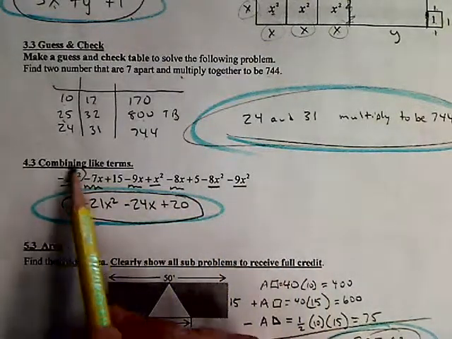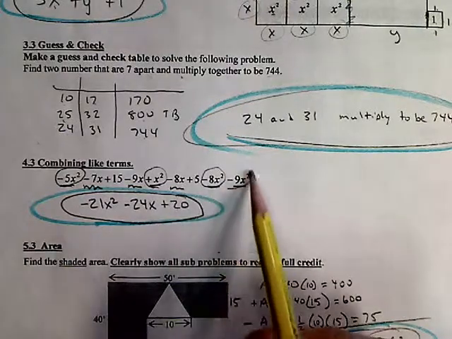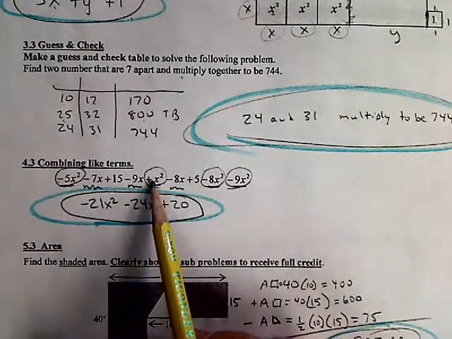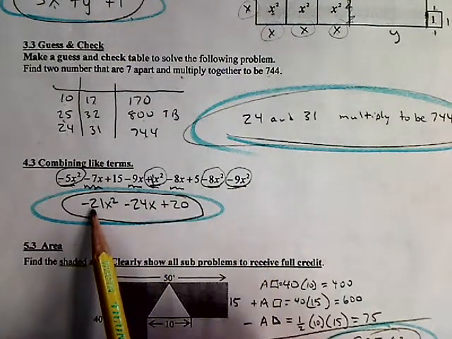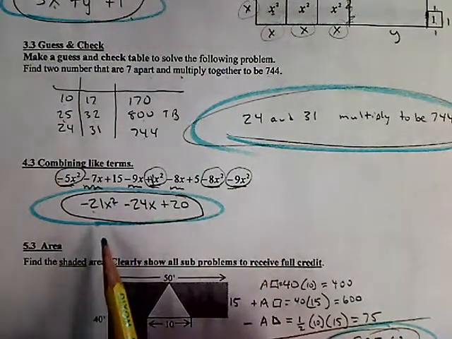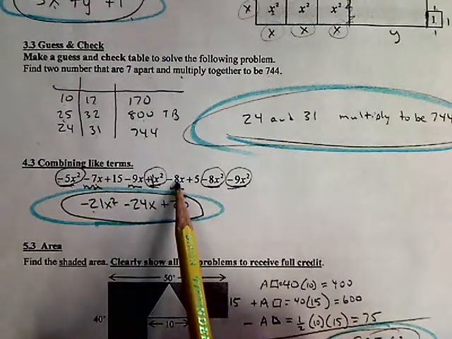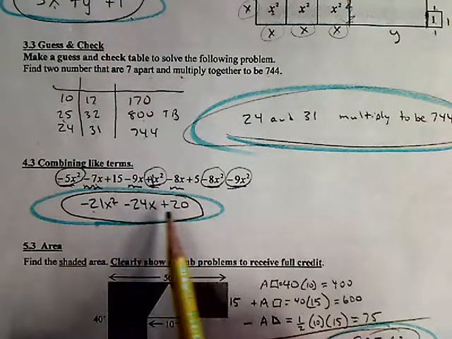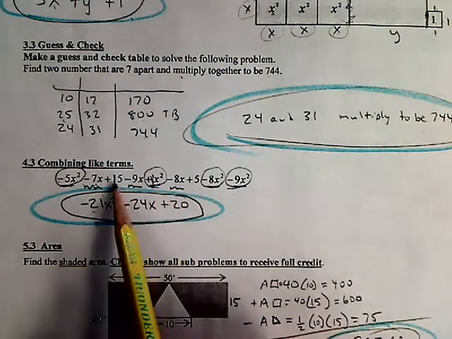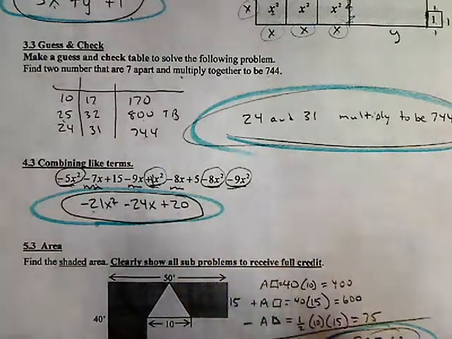Combine the like terms. All the squared ones are alike. So I just add them together. The negative 5, the 1, don't forget that's a 1 in front. The negative 8, the negative 9, that's how you get the negative 21 x squared. Now you look at all the x's. Add them together, and you get negative 24x. All the ones that don't have anything, like the 15 and the 5, gives you 20.